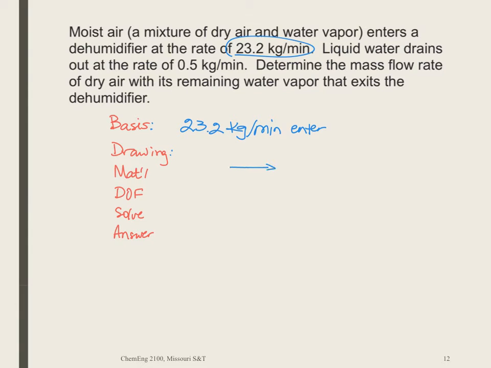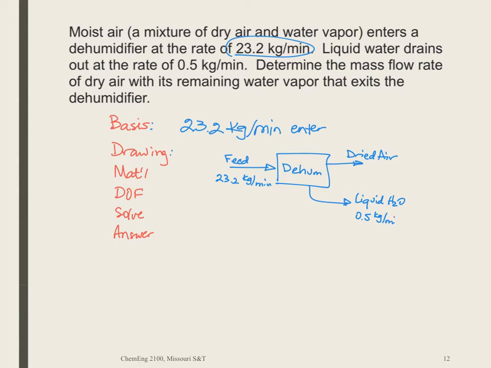So the drawing, I'm going to have my feed, which is my moist air, coming into a dehumidifier. And I'm going to have dried air coming out. And I'm going to have liquid water coming out. The feed came in at a rate of 23.2 kilograms per minute. The liquid water drains out at 0.5 kilograms per minute. And we want to determine the mass flow rate of the air with its remaining water vapor. I don't have any other given information, so I will name this just F.